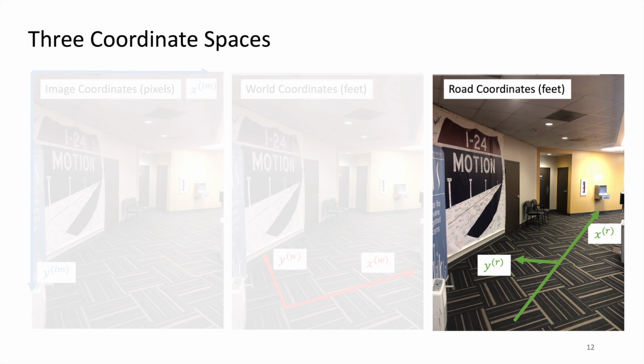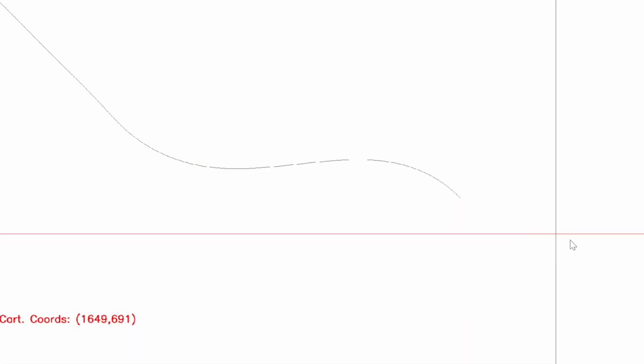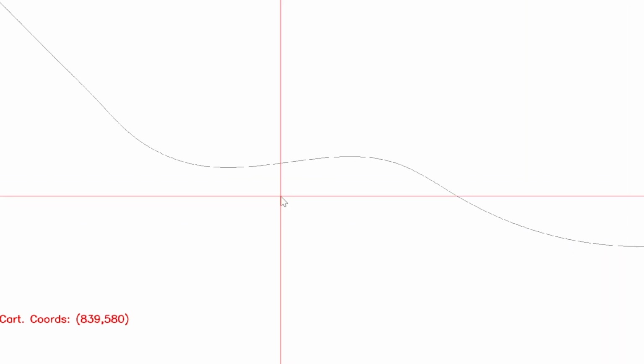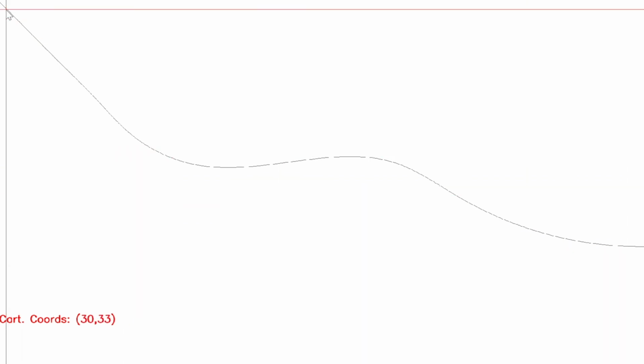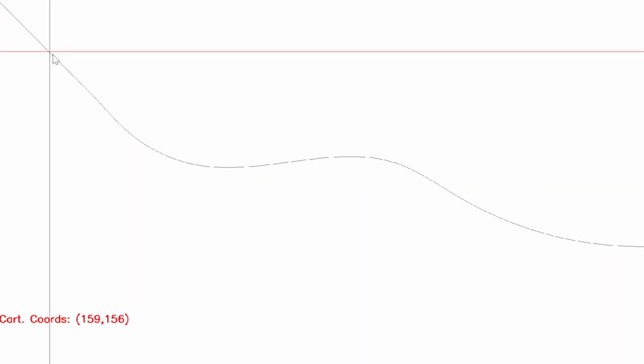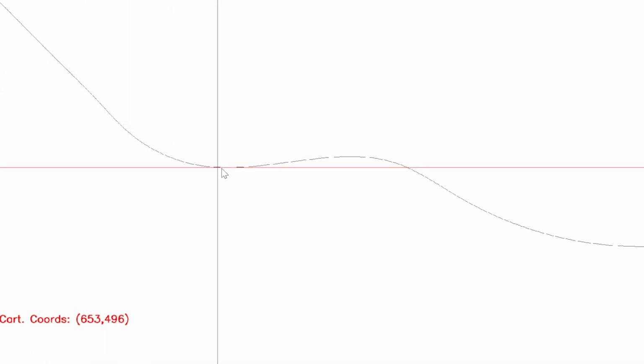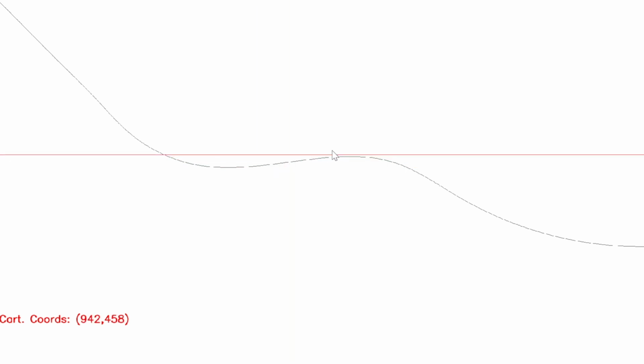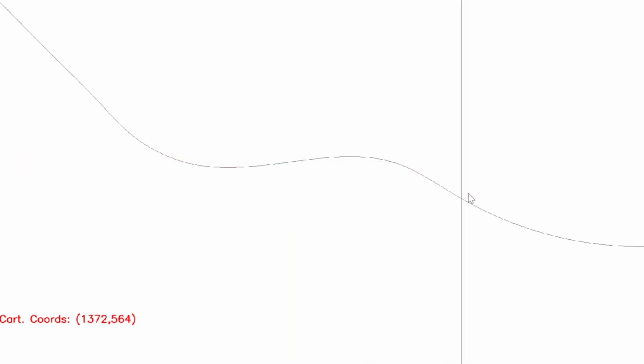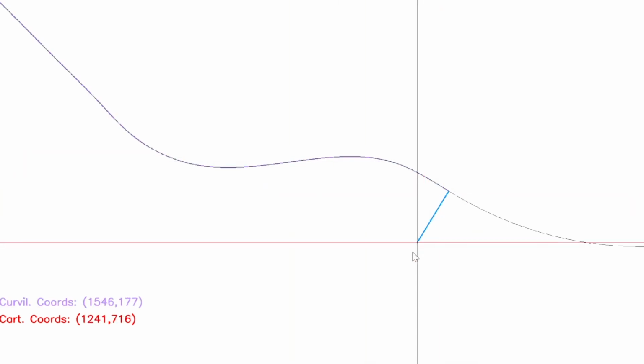So if we move to this animation just to demonstrate, you can see if we have a curve that's moving through our world space, so GPS coordinates, as we move along that curve, both of the coordinates are changing, and the magnitude of the components, like the X and Y components, the magnitude of the change is different depending on which direction we're moving in.